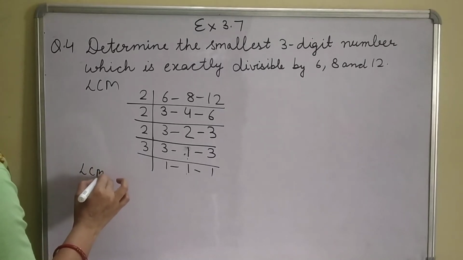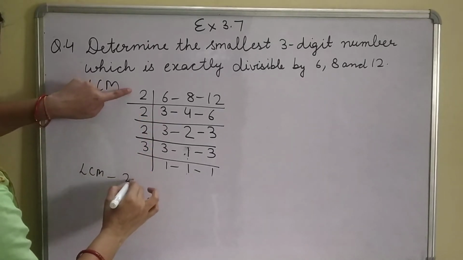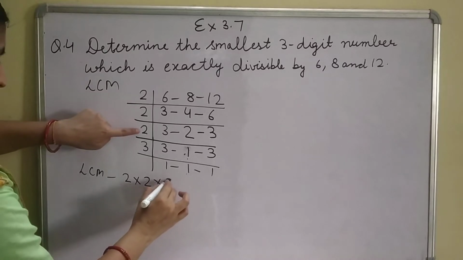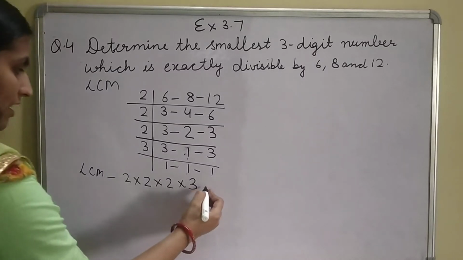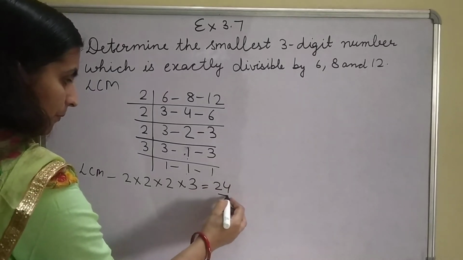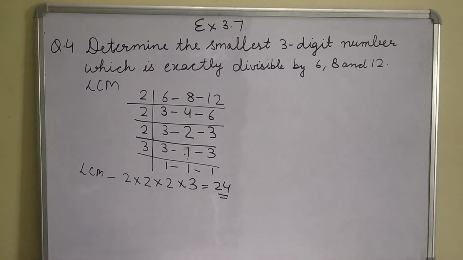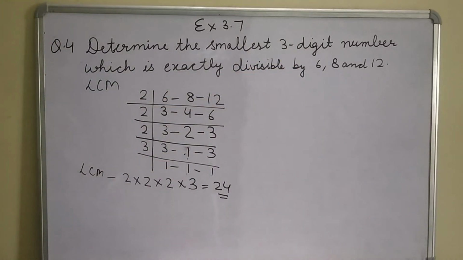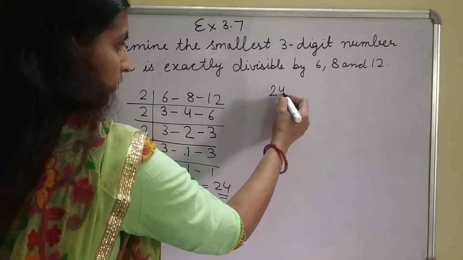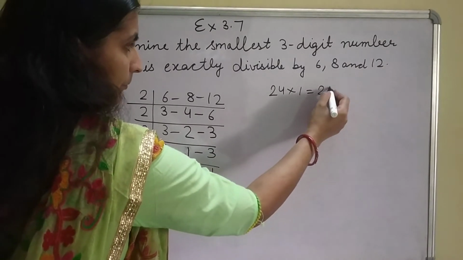So LCM is 2 multiply 2 multiply 2 multiply 3. 2 2s are 4, 4 2s are 8, 8 3s are 24. So the smallest common multiple is 24. But what we need is the smallest 3-digit number. So all the other multiples will be multiples of this first one. So 24 is the first multiple.